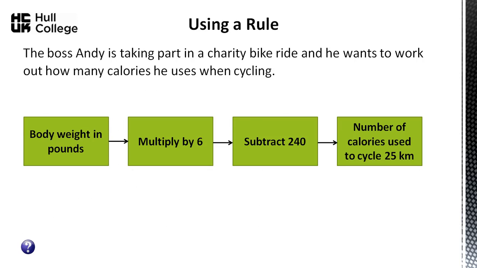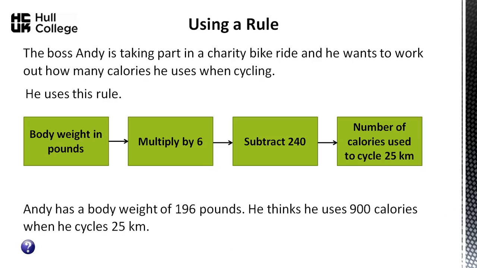The boss Andy is taking part in a charity bike ride and he wants to work out how many calories he uses when cycling. He uses this rule. And he has a body weight of 196 pounds. He thinks he uses 900 calories when he cycles 25 kilometres. Is Andy correct? So let's look at it closer.